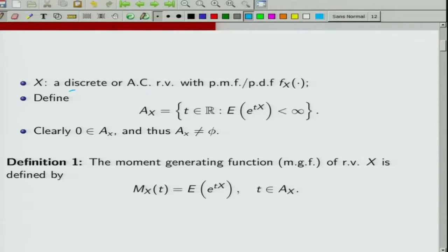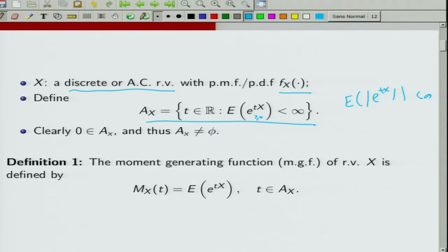Suppose X is a discrete or absolutely continuous random variable, and suppose f_X is its PMF or PDF. Now I define the set A_X to be the collection of all those t belonging to R such that the expected value of e to the power tX is finite. Note that e to the power tX is always greater than or equal to 0, so this is the same as saying that this is the collection of all those t belonging to R for which the expected value of e to the power tX exists, right? Because this would be the same as saying that the expected value of the modulus of e to the power tX is finite. So A_X is the collection of all those t's such that the expected value of e to the power tX is finite.